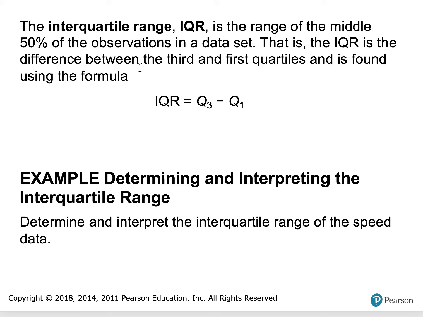Right? So, if we wanted to determine and interpret the interquartile range of that speed data we just had, I've still got that on my calculator, so all I have to do to find the IQR, interquartile range, is take the 3rd quartile minus the 1st quartile, and the IQR is 10. Notice what that means. That means 50% of the data is between 38 and 28.